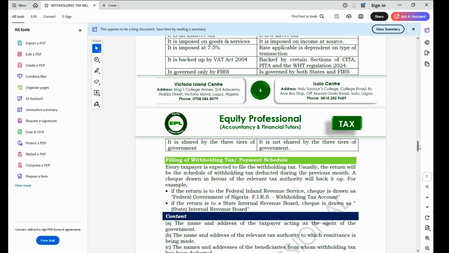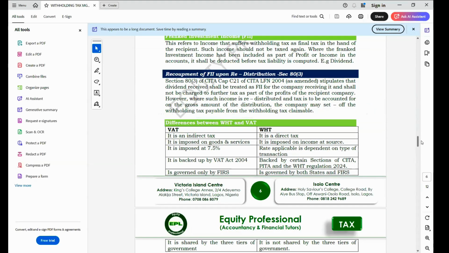If I could recollect, in our last class we finished at the differences between withholding tax and value-added tax. Am I right? I need somebody to confirm that. Is that right? Yes, we spoke about that.